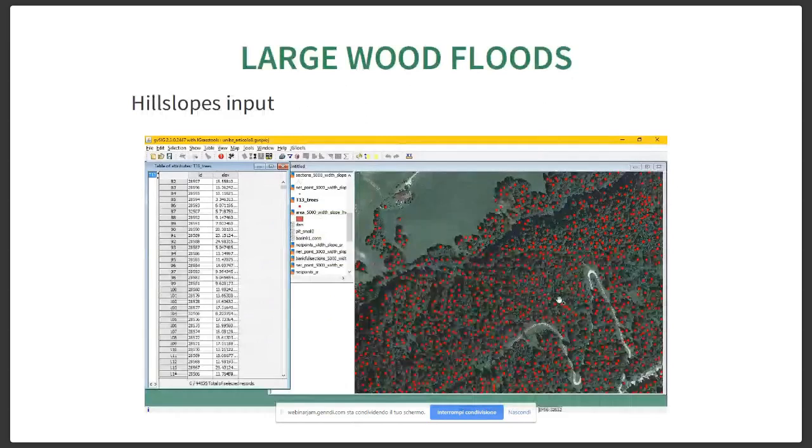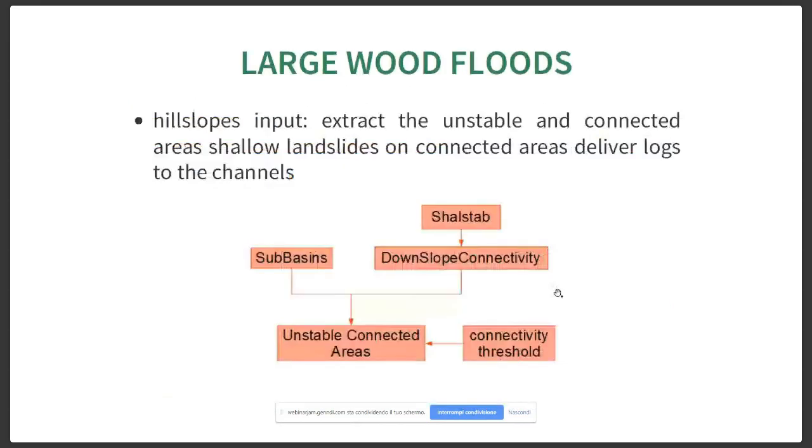And then from the hill slopes, you have to evaluate the stability of the hill slopes and the possibility for this unstable area to reach the river and take some material, some wood, to the river and give wood to the river.